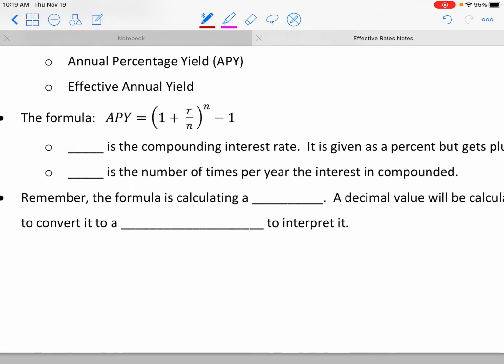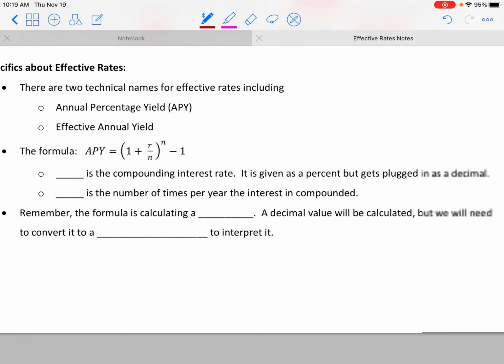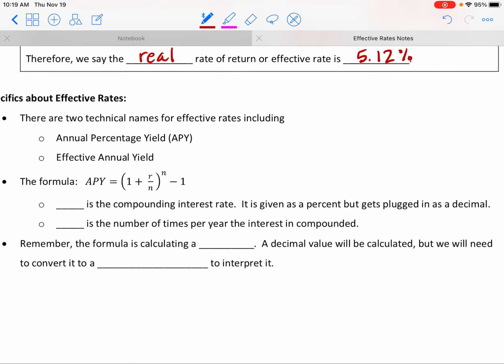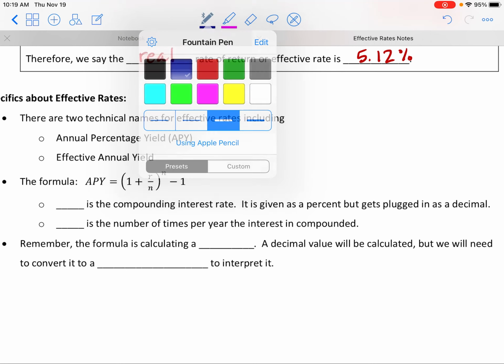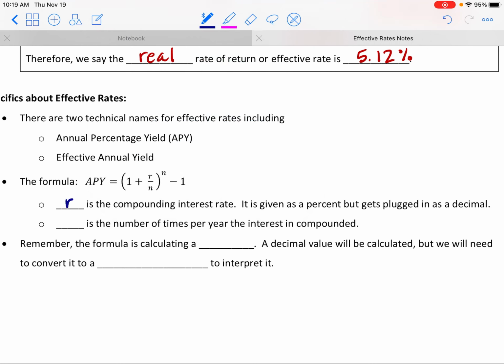Okay, so we only really need two things to be able to calculate an effective rate. We need to know the compounding rate. So are you compounding 5% interest, 7% interest? What is the rate? So we need to know R. And again, that's going to be given to us as a percent, but it will be plugged in as a decimal. And we need to know how many times the interest is compounding per year. So we still need to know N. Is it monthly, weekly, quarterly, annually, semi-annually, daily?